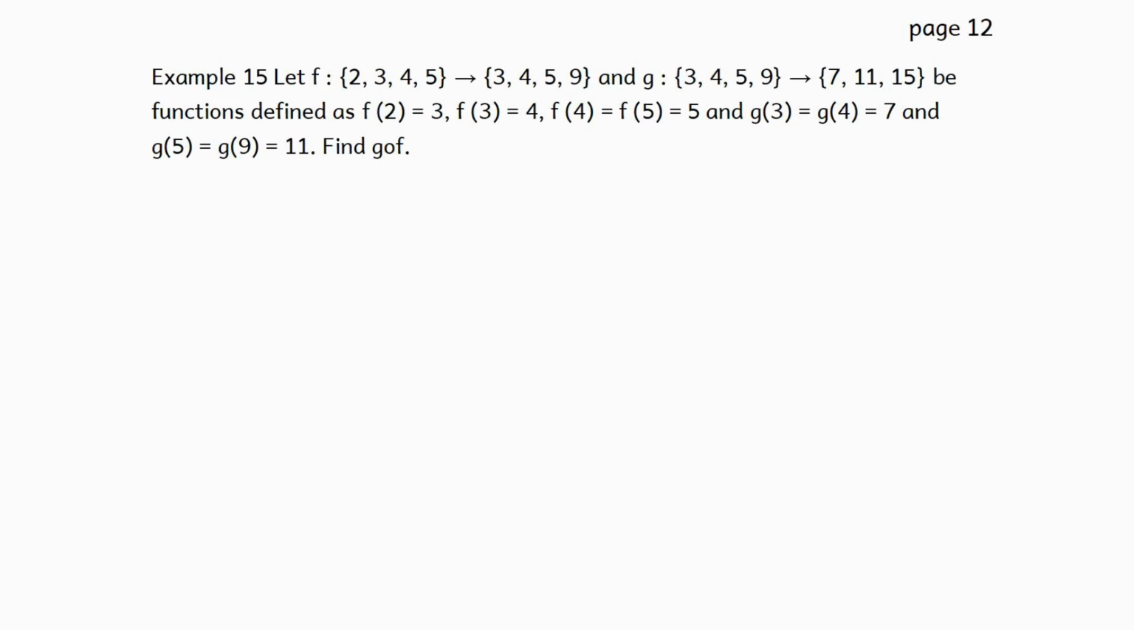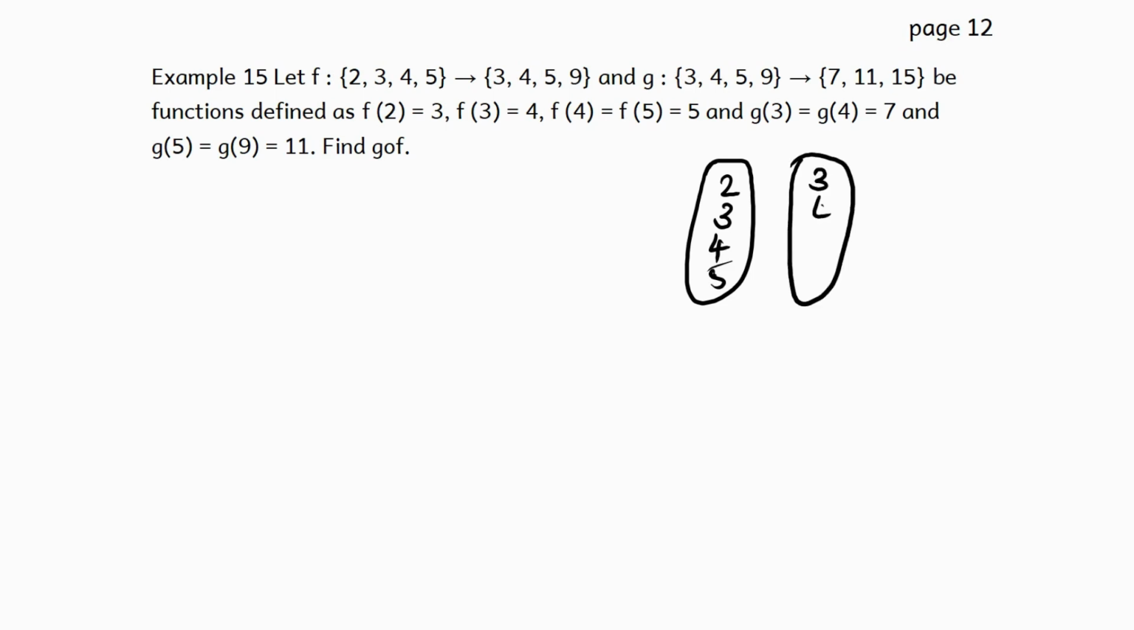Let f be the function from {2, 3, 4, 5} to {3, 4, 5, 9} and g be a function mapping {3, 4, 5, 9} to {7, 11, 15}, defined by f(2) = 3, f(3) = 4, f(4) = f(5) = 5, and g(3) = g(4) = 7. So just do the mapping now.